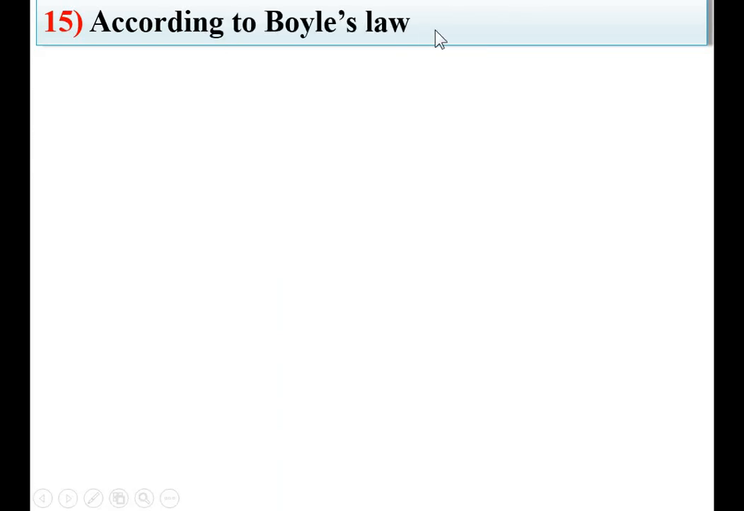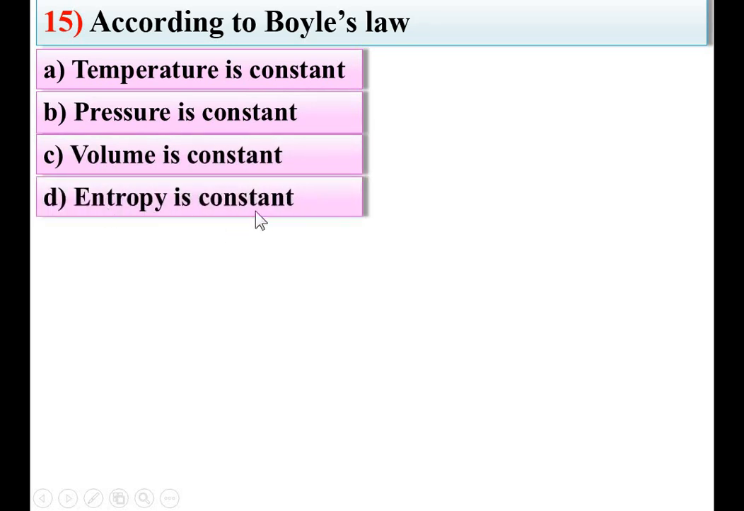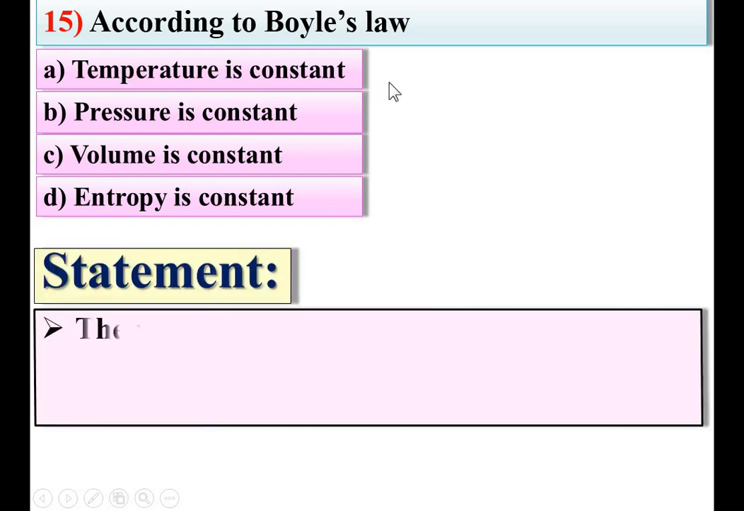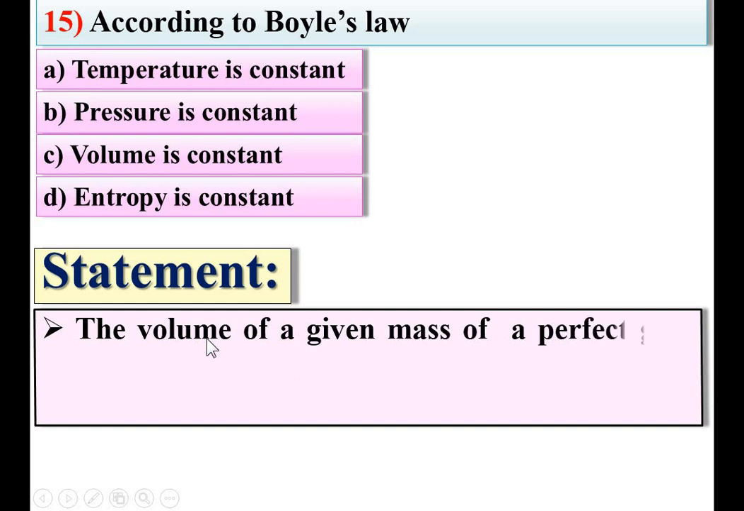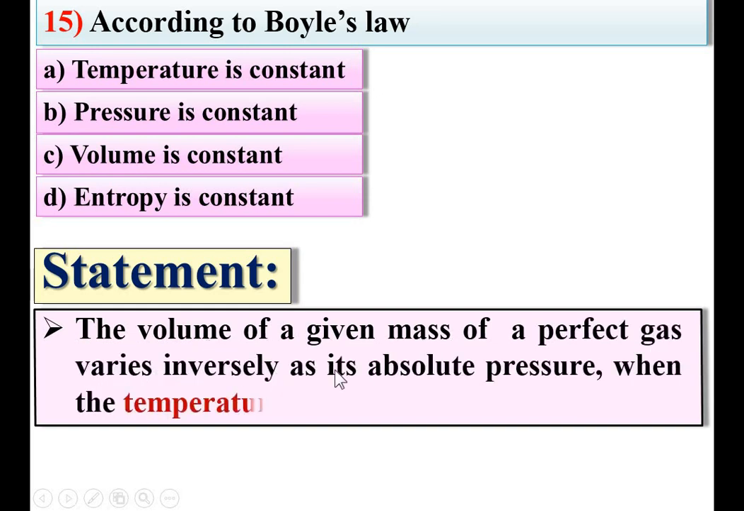Next, according to Boyle's law, options: temperature is constant, pressure is constant, volume is constant, entropy is constant. So you need to remember, for Boyle's law, temperature is constant. And this is a statement of Boyle's law. The volume of a given mass of a perfect gas varies inversely as its absolute pressure when the temperature is constant. So A is the right answer.